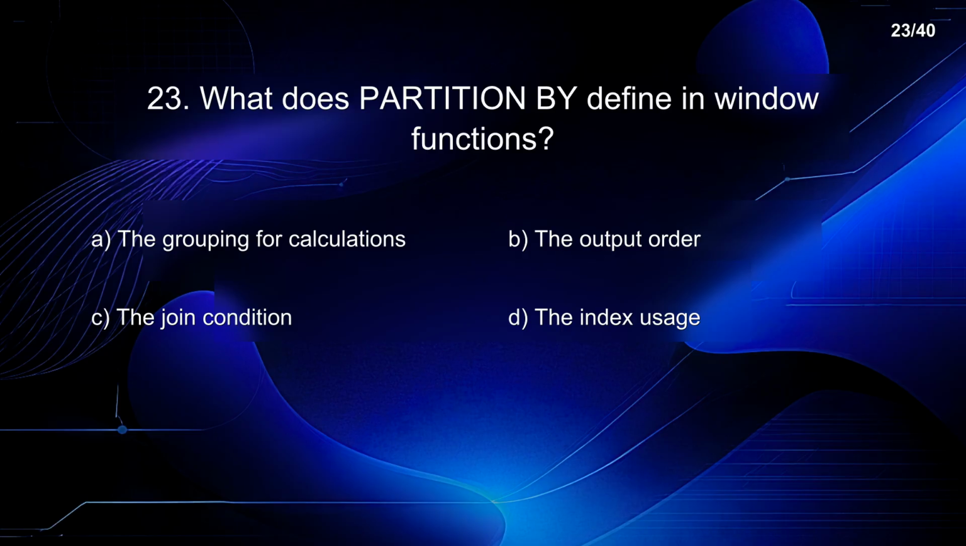23rd question. What does partition by define in window functions? A. The grouping for calculations. B. The output order. C. The join condition. D. The index usage. Correct answer is A. The grouping for calculations.